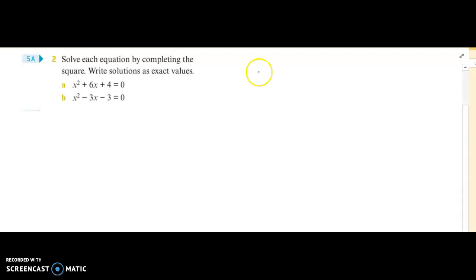So remember, you've been asked to complete the square because when you look at the middle term and the last term, as you can see, you'll never get the factors of 4 to add up to plus 6. That's why you've been asked to complete the square.